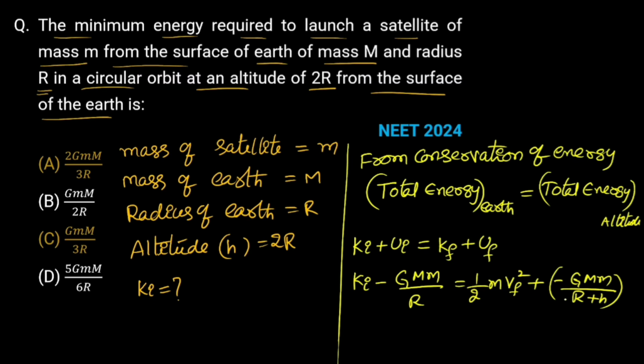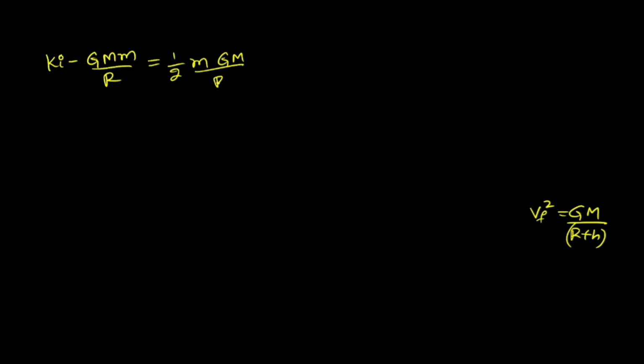Now you simplify it. Otherwise, let us take another slide. Ki minus GMm by R equals Kf, half m v final whole square, minus GMm by R plus h. So v square, half m v square, equals GMm by R plus h.